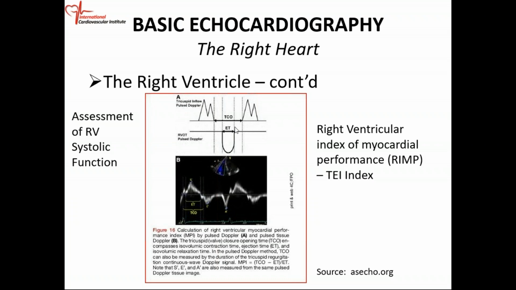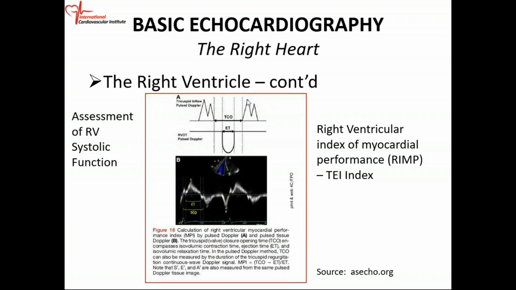Then the pulmonary valve closes. You don't just go into the tricuspid valve opening. When the pulmonary valve is closed, there's a little time before the tricuspid valve opens. And this is what you call your IVRT, isovolumic relaxation time or period.